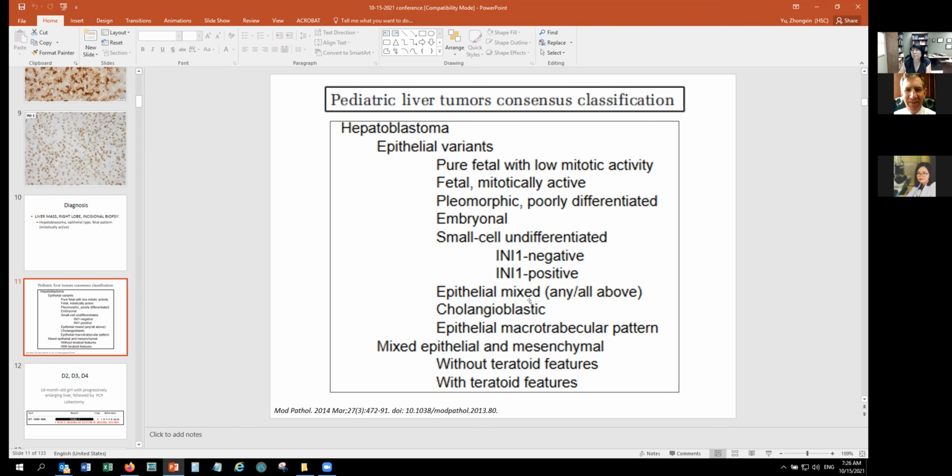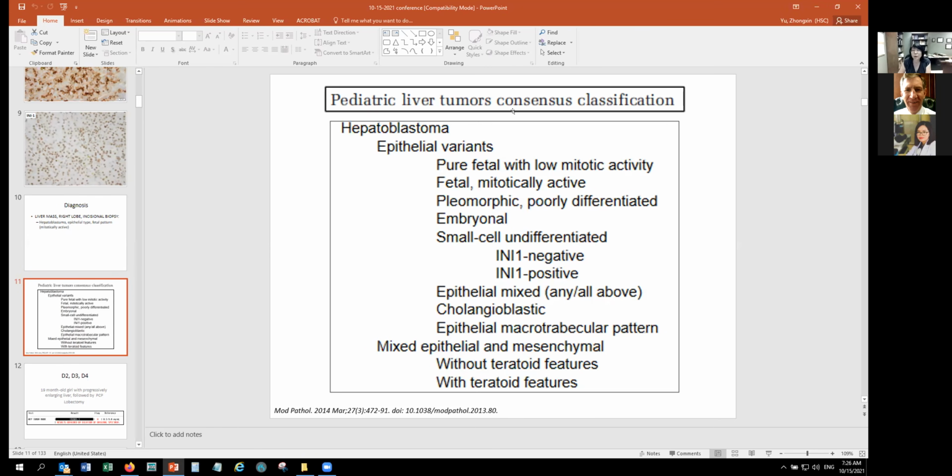Then epithelial mixed, you can have all kinds: fetal, pleomorphic, embryonal, or small cell components. If this is a resection, we usually give the percentage of each component. Sometimes there is a cholangioblastic appearance with bile duct differentiation. And there's another one called epithelial macrotrabecular pattern. I will show you a case.